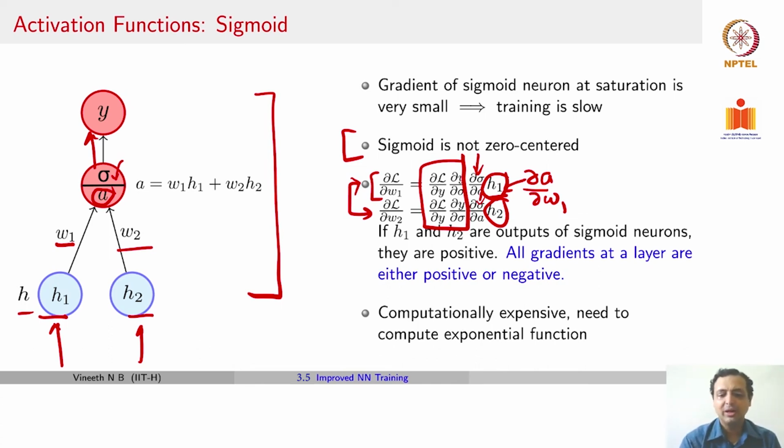Also, sigmoid is inherently computationally expensive. Why? Because you have to compute an exponential function. Remember, an exponential function always takes time to compute. An exponential function is an infinite expansion in terms of a polynomial series, and it always takes time to compute at the most basic level.